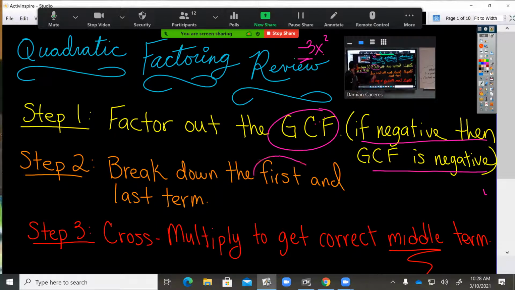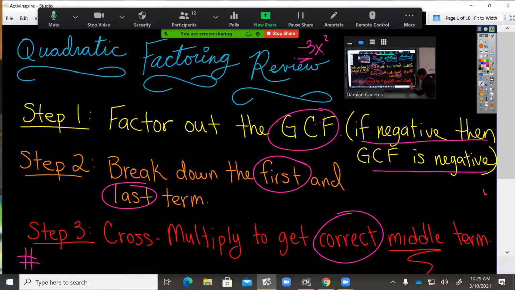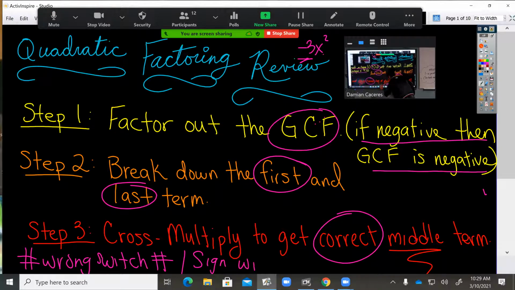Step two, break down the first and the last term. And step three, cross multiply until you get the correct middle number. Now remember, if the number's wrong, switch the number. If the sign is wrong, switch the sign. Those are a couple little hints for you.